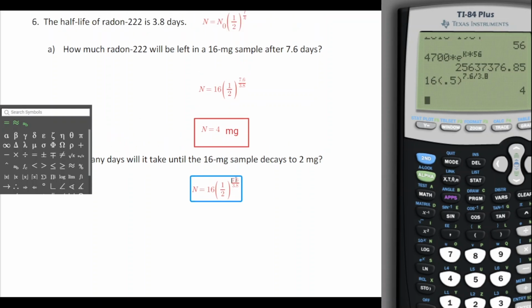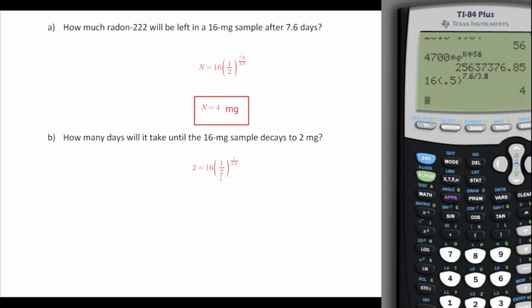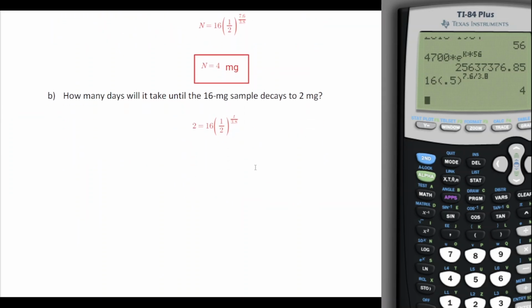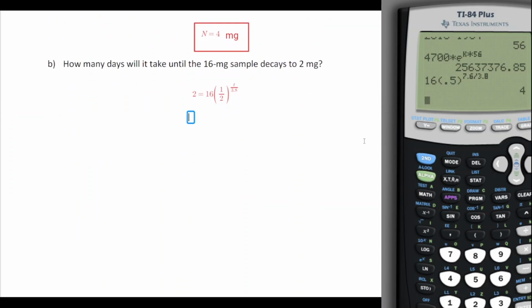So my t is going to be my unknown, and my final amount's going to be 2. The way you would solve this out, and they're not always going to work out this nicely, so that's why I want to show you how to solve this so that you get the feel for it. We're going to divide by 16. This is how you would solve it if you can't just figure it out, which will be most of the time, 1/2 to the power of t over 3.8. Now this 2 over 16 does reduce to 1 over 8, so I'm just going to go ahead and do that.